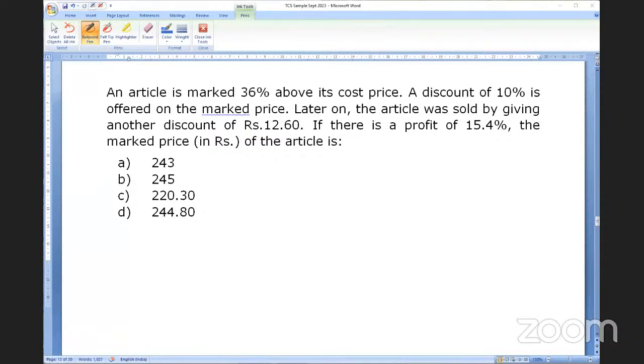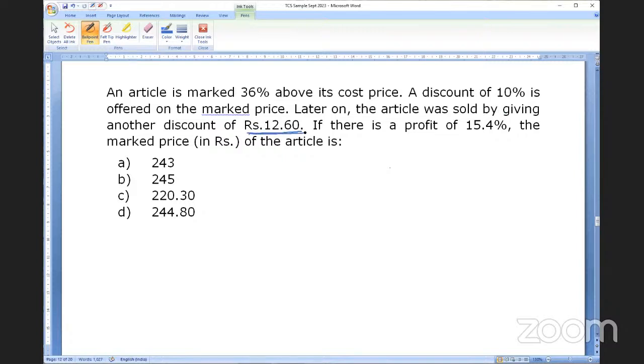Okay, we'll go slow on this. Let's see what we have. An article is marked 36% above its cost price. A discount of 10% is offered on the marked price. Later on, the article was sold by giving another discount of rupees.